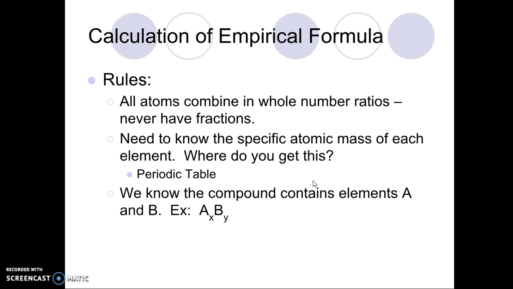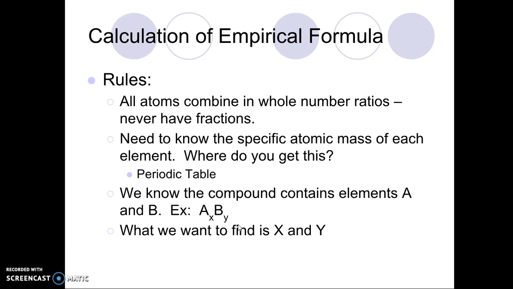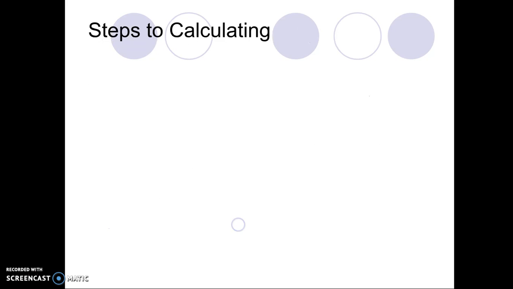And we're going to know the elements involved by experimentally figuring out what elements are involved. That's generally going to be given to you or known. But in the real world, you would have to experimentally figure out what elements are involved. You are just trying to figure out their subscripts for their formula, what ratio they're in. So what we want to do is find X and Y.